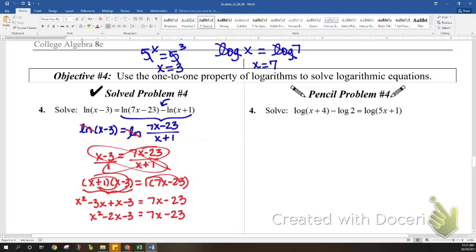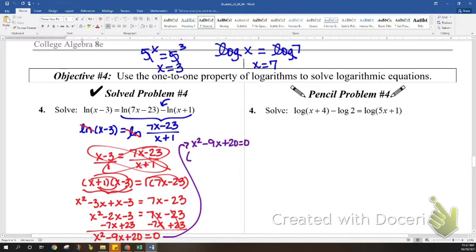All right, we also have x squared and x, so that means that we need to get this set equal to 0 so we can factor. X squared is positive where it's at, so I'm not going to touch that side, so I'm going to move the 7x over. And I'm going to move the negative 23 over. So we get x squared minus 9x plus 20 equals 0. All right, so I'm going to come over here and write that. So we had x squared minus 9x plus 20 equals 0.